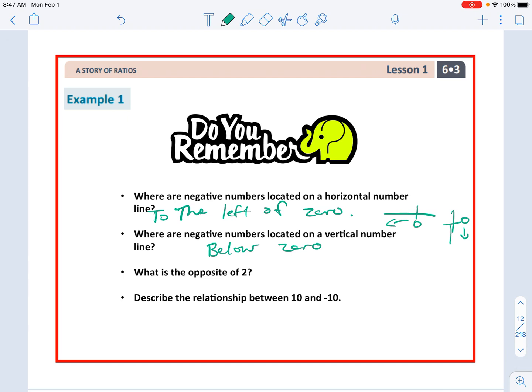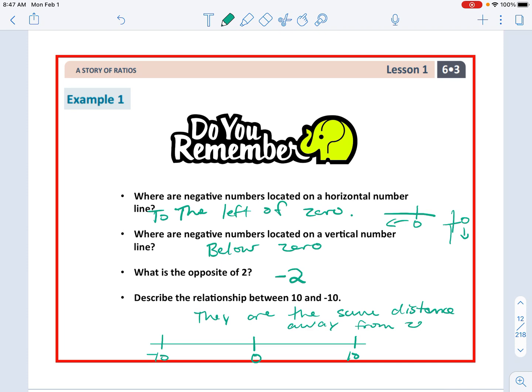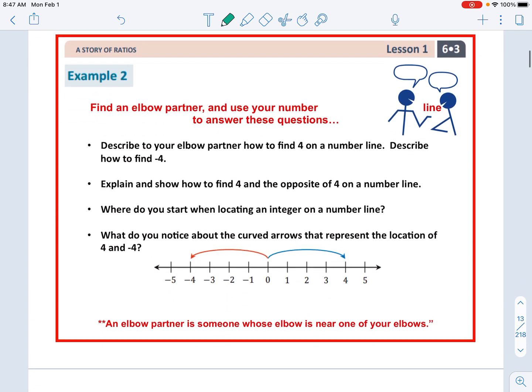What is the opposite of 2? Well, the opposite of positive 2 is going to be negative 2. Describe the relationship between 10 and negative 10. The relationship between 10 and negative 10 is they are the same distance away from 0. Okay, let's move on, guys.